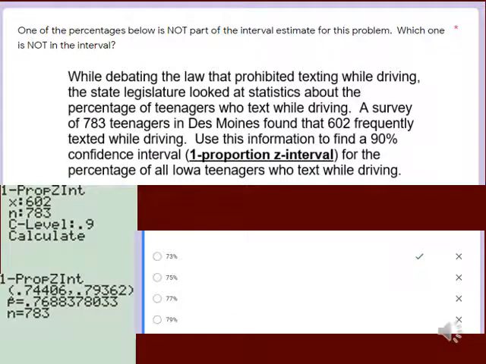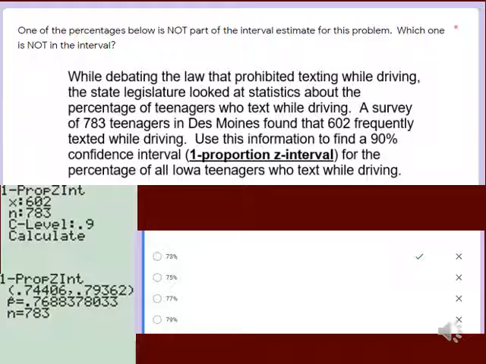The next question is also asking you to find an interval, but it was phrased just a little bit differently. This time it's asking you to do a one proportion z interval. So first of all, to do the test, you go to 1-PropZInt. When you type in your numbers, it is important that you get the order of them correct. In the question, it says a survey of 783 teenagers in Des Moines found that 602 frequently texted while driving.